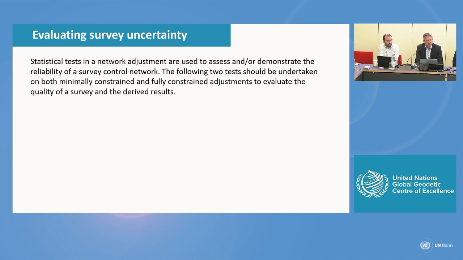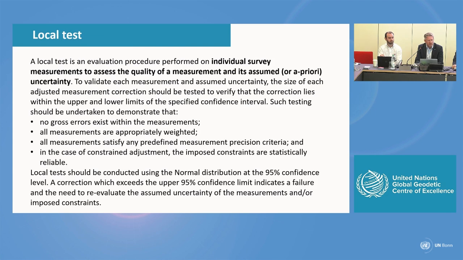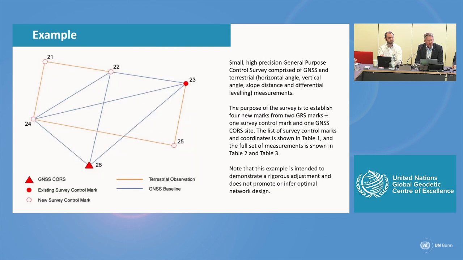So once you've done all this, you can then evaluate the survey uncertainty. You can do statistical tests using the network adjustment to demonstrate the reliability of the survey control network. And the following two tests should be undertaken both minimally constrained and then fully constrained to evaluate the quality of the survey and the derived results. So I won't go through the details of the local test and the global test, but I'll skip to this example.